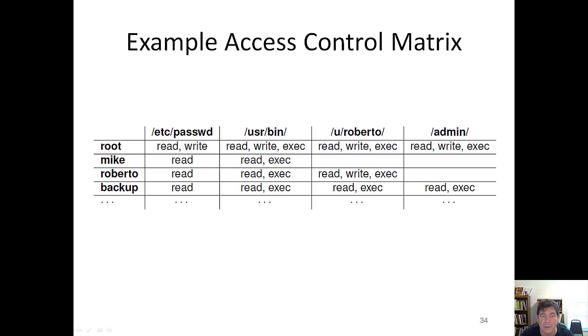So here's a matrix. On the left side you see the users, and the top row shows the folders for which you're going to set permissions. Each cell in the grid determines what permissions the user has on the resource.